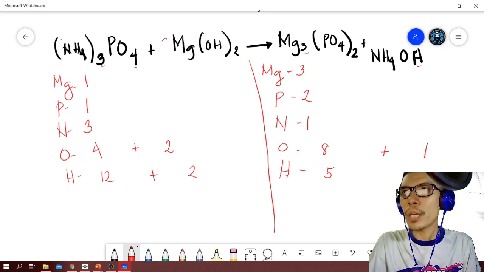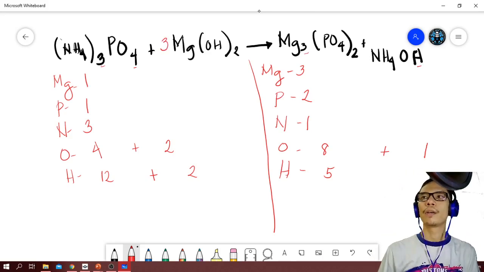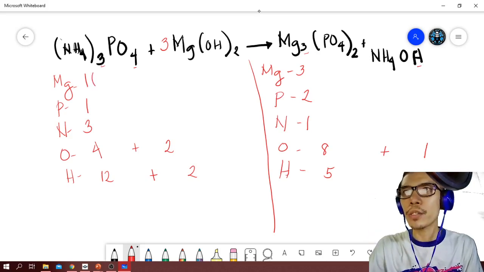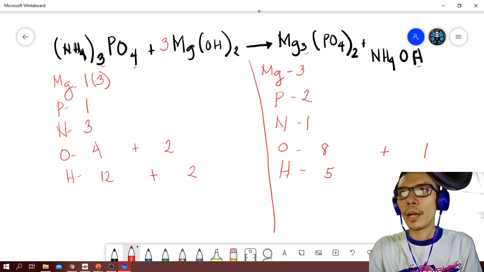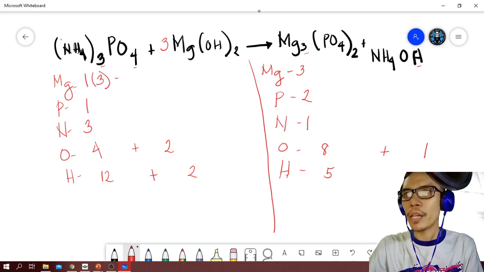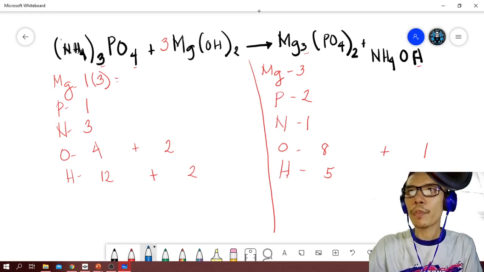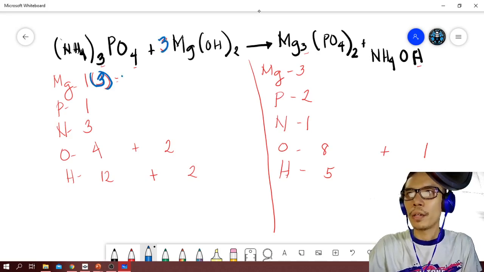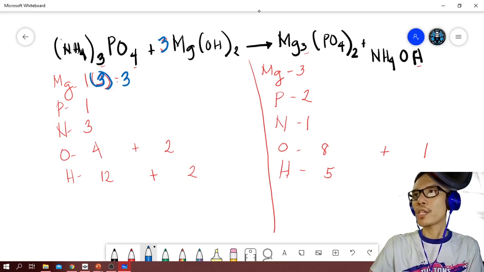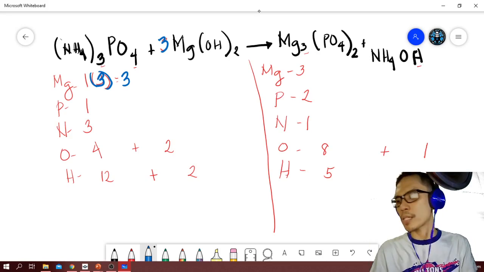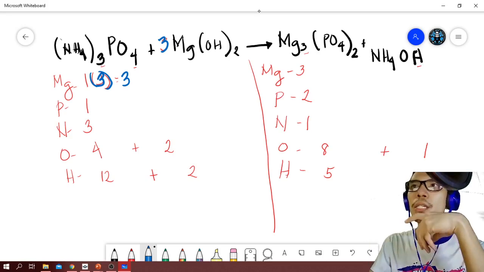Since it has 3 over there, we can put a 3 here to balance it out. So we have 3 times 1, that is 3. There you go. So 3 times 1, 3. Magnesium is now balanced with the magnesium on the other side, which is the product side.